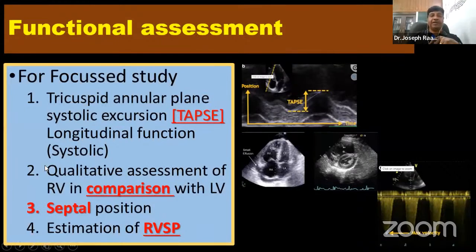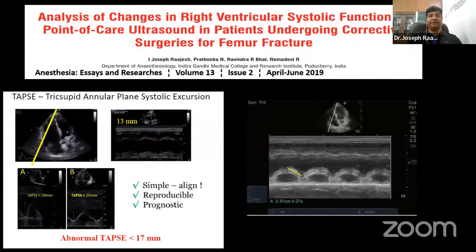Then we have the qualitative assessment of the RV when compared to the LV. I'll tell you the parameters later. The third thing is looking at the septal position. Then fourth is the right ventricular systolic pressure estimation, which will tell you whether there is pulmonary hypertension or not. So let's see them one by one.